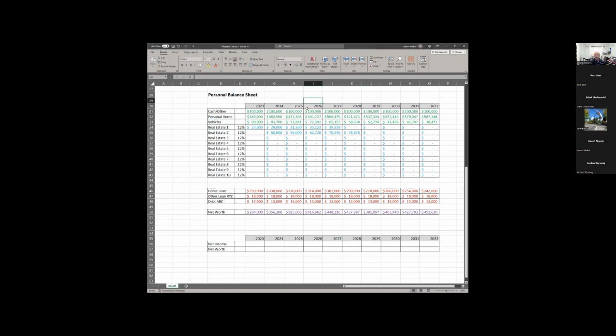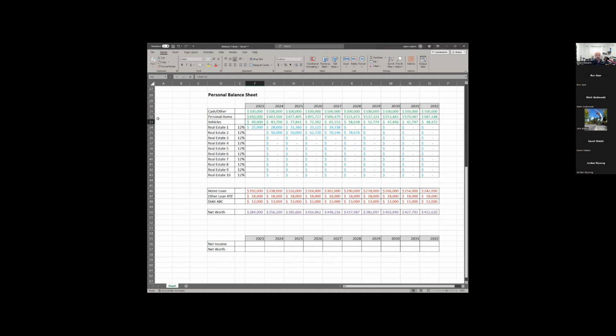Okay. And as you can see, like we talked about, we've got assets, liabilities, and at the bottom, I've got net worth, where the net worth is the assets minus the liabilities. That's how much I'm worth. And I just threw in some stuff here, right? I've got $100,000 in cash. I've got a personal residence that's worth $450,000. I've got a couple cars, $90,000.